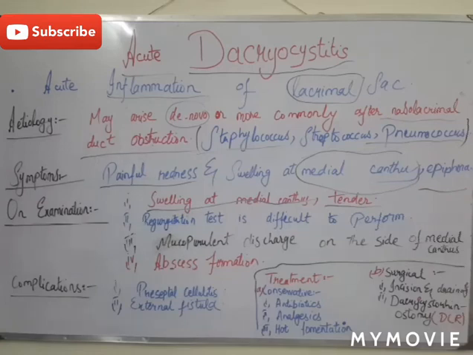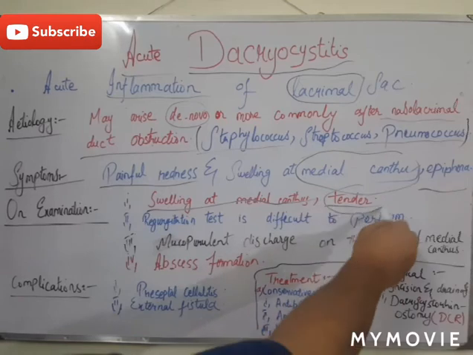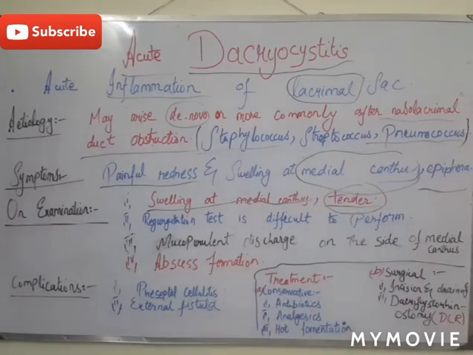Regurgitation test, that is a test in which we press the lacrimal sac and pus comes out through the punctum. It is difficult to perform because of this tenderness. Mucopurulent or purulent discharge is seen on the side of the medial canthus.